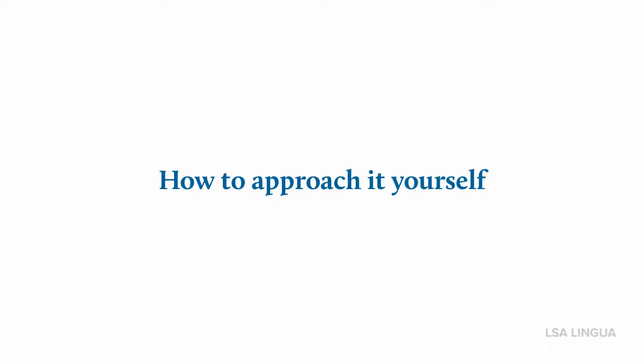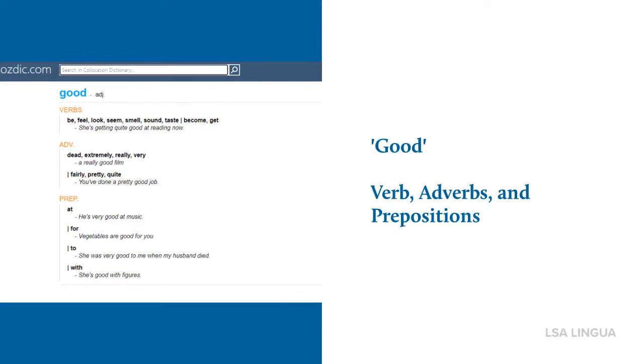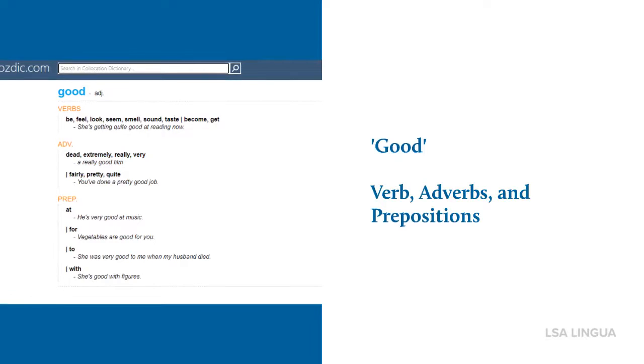The word we're looking up is the word good. Here we go. Alright, so in osdic.com we see here that good is an adjective which goes together with verbs, adverbs, and specific prepositions.